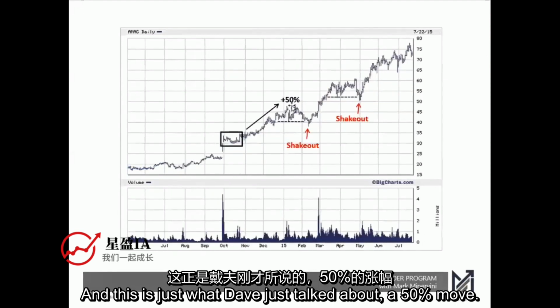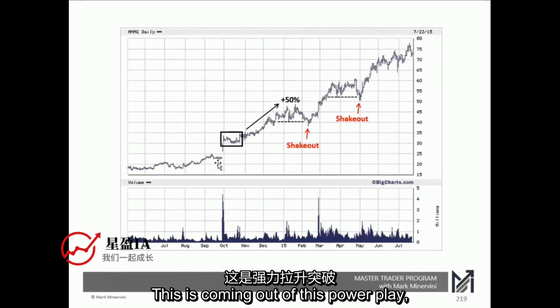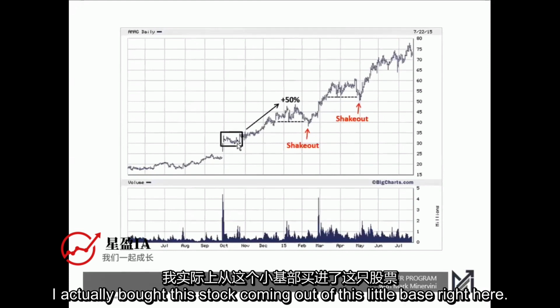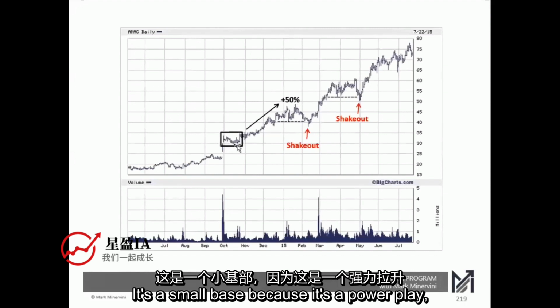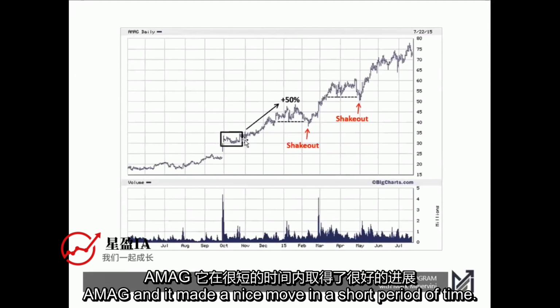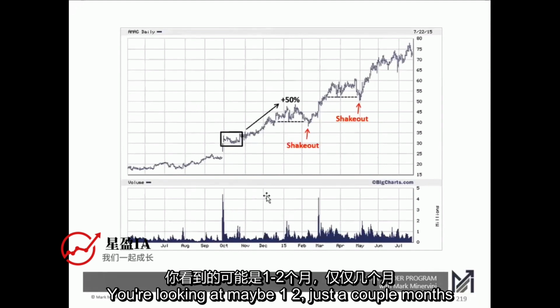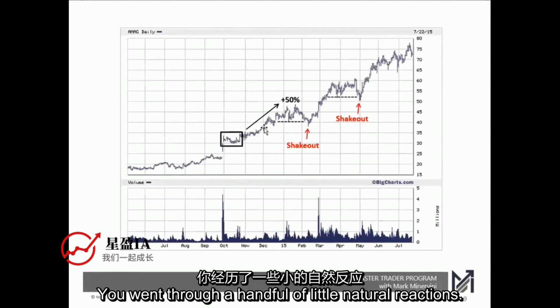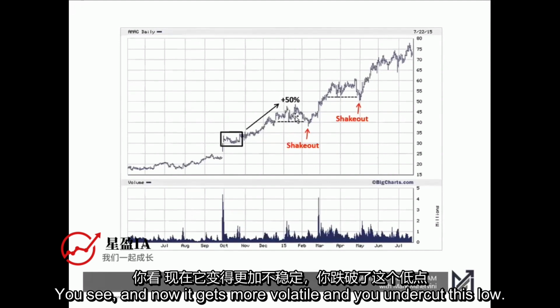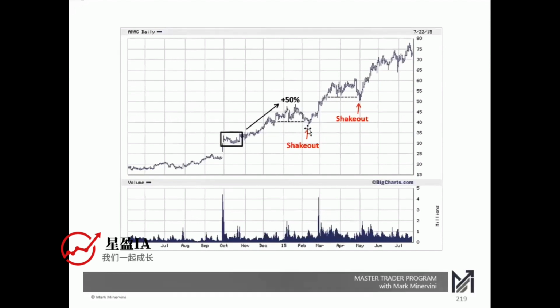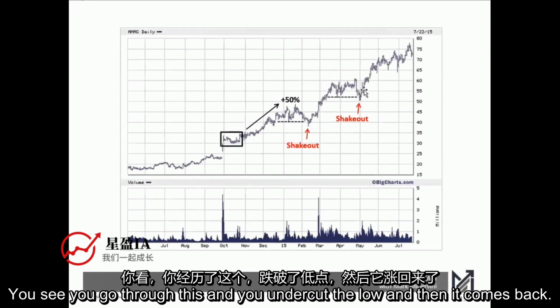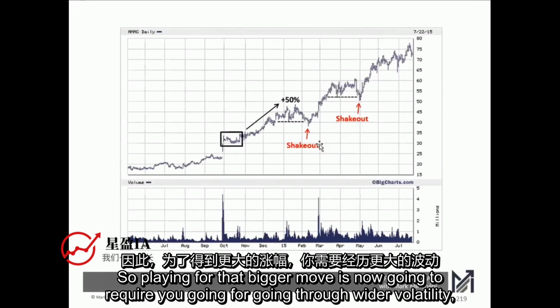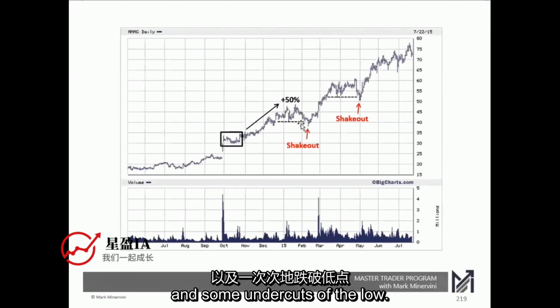So here's another one, and this is just what Dave talked about, a 50% move. This is coming out of this power play. I actually bought this stock coming out of this little base right here. It's a small base because it's a power play, AMAG, and it made a nice move in a short period of time. You're looking at maybe 2.5 months, you're up 50%. So you went through a handful of little natural reactions, and now it gets more volatile, and you undercut this low. Then it comes ripping right back. Again, it runs up, you undercut the low, and then it comes back. So playing for that bigger move is going to require you going through wider volatility and some undercuts of the low.